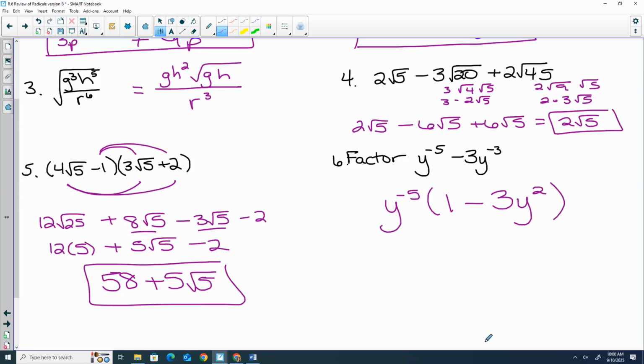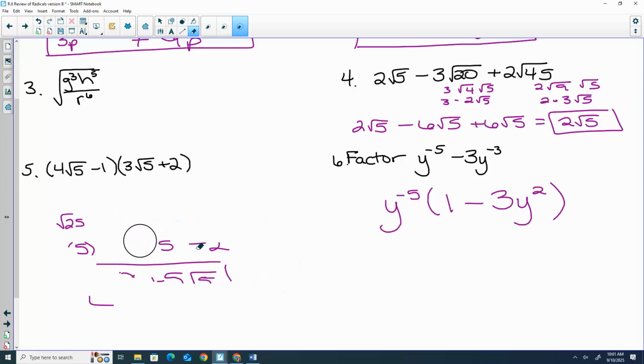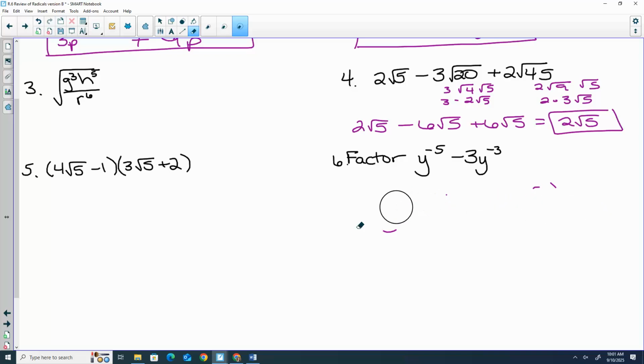Right. And how can you always check your answer on that? If you distribute it back out, you should get your original problem back. Any questions on that one? Okay, so that's our review from yesterday and the day before. Let's pick back up and finish this section. So we were talking all about our radicals. We did reducing radicals yesterday, and we talked about adding and subtracting, multiplying.